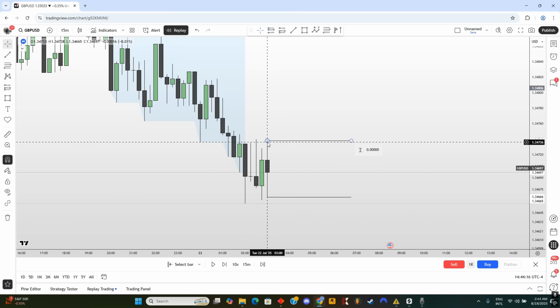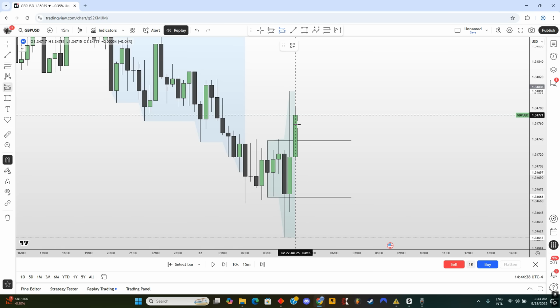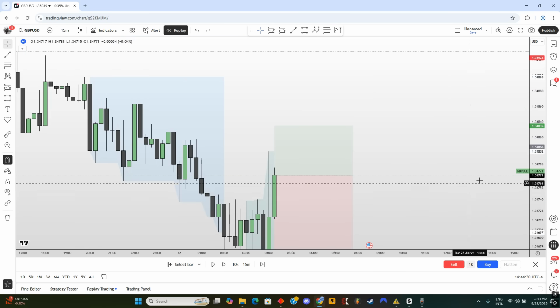So we have the 3 a.m. high and the 3 a.m. low on the 15 minute. We're not using any other time frame. And then we're just waiting for a closure above it. So we get consolidation here, but eventually we just get a long entry position signal here.